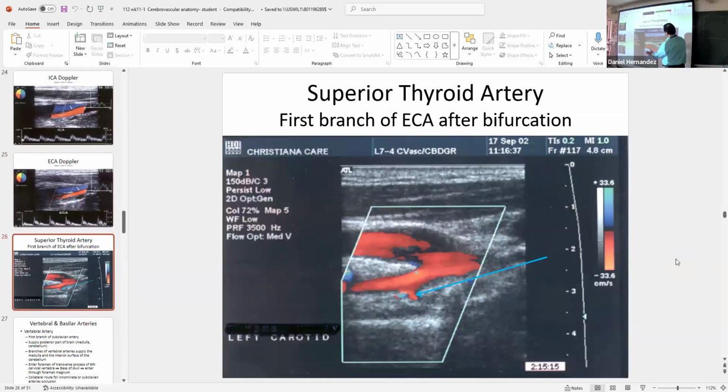So this was at the bifurcation. We can visualize the branch coming off that vessel. So again, that's one way. We can identify the external carotid artery by the visualization of those branch vessels. So that's likely the superior thyroid artery, that first branch off the ECA.